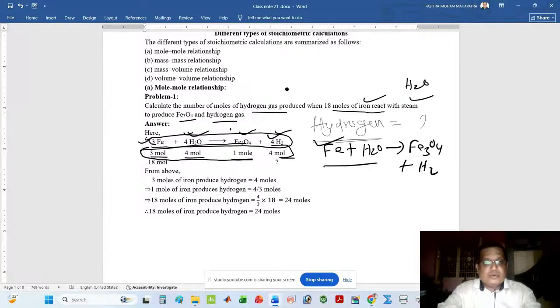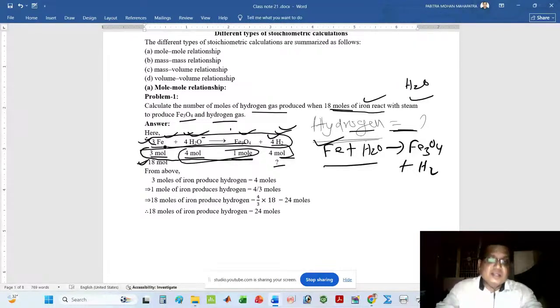In this problem, our target is to find out the number of moles of hydrogen when 18 mole of iron reacts. In the question, our target is the number of moles of hydrogen. It is not necessary to write this term, that is 4 mole of water. Our question is related between iron and hydrogen, so the other parts are not necessary to write.